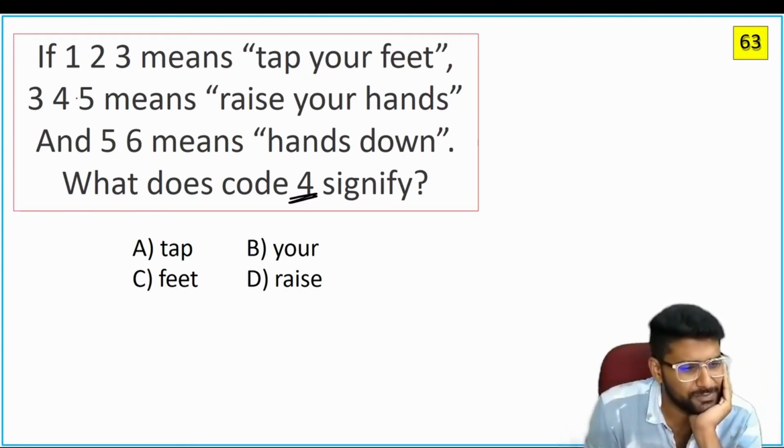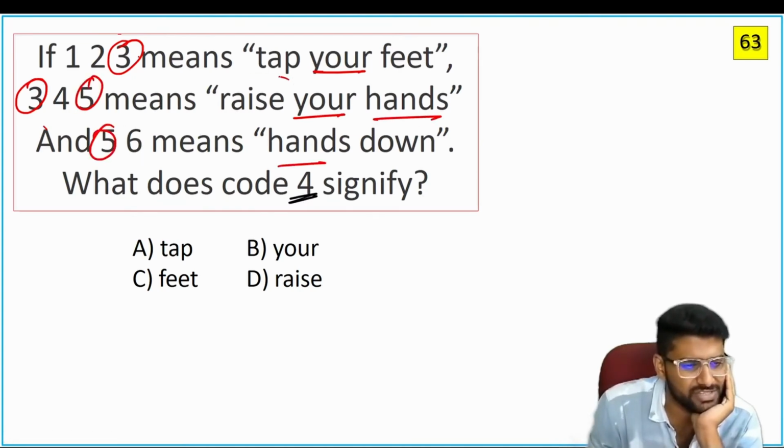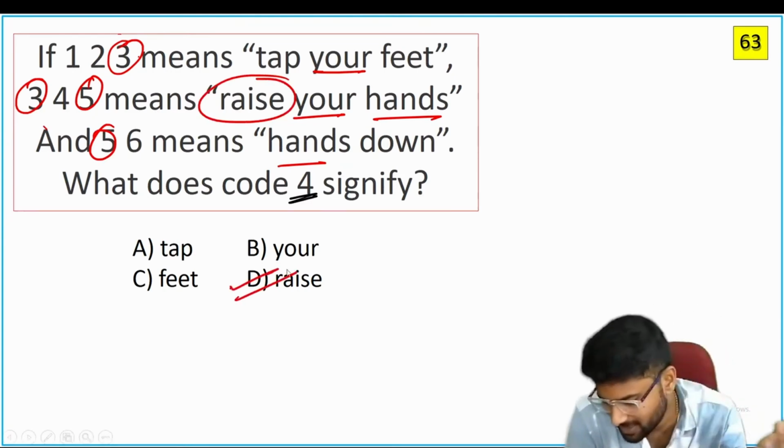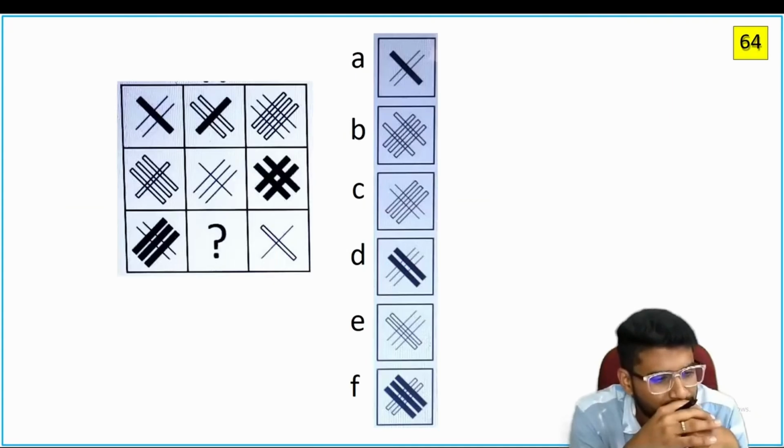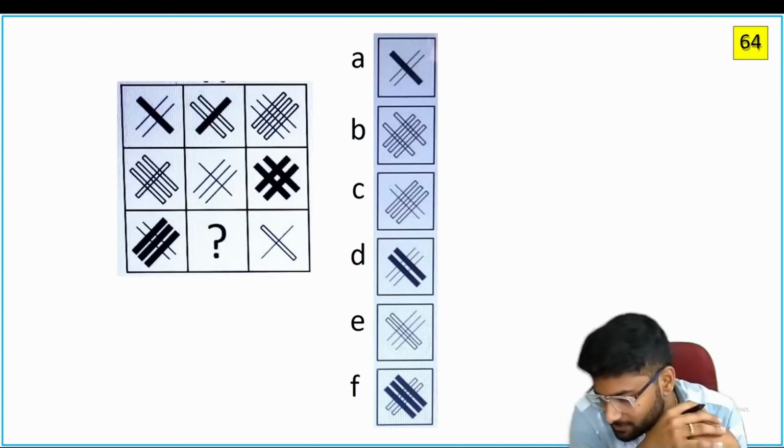Now see here, if you observe, 4 is not at all common, now we just solve in this way. What about 3? 3 is common. If 3 is common, what is the code language for 3? The code for 3 is your. Again, 5 is common here. If 5 is common here, hands. Now, which one is left, it's rice. Eliminate, then identify that. Very good. Next one. What is the suitable answer?